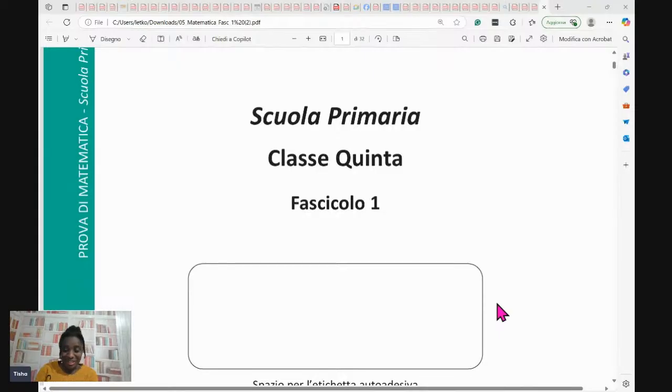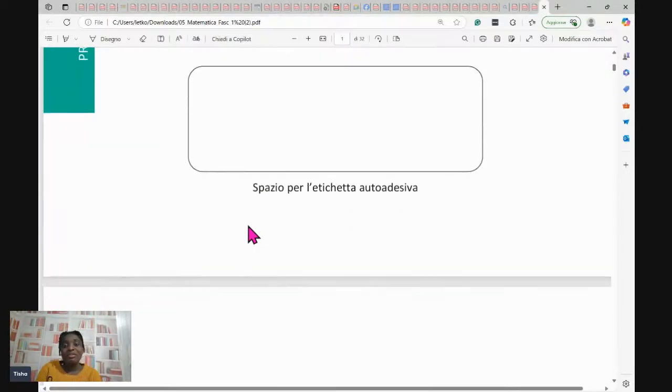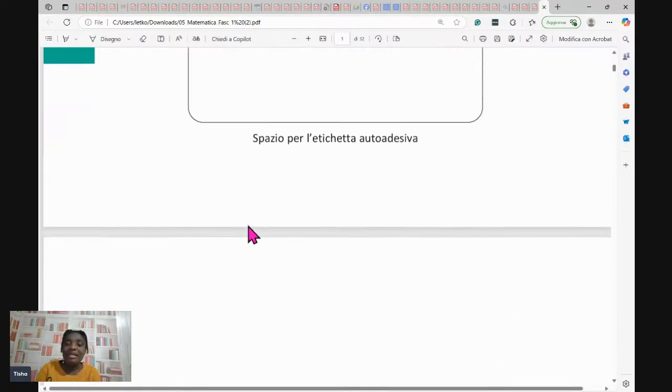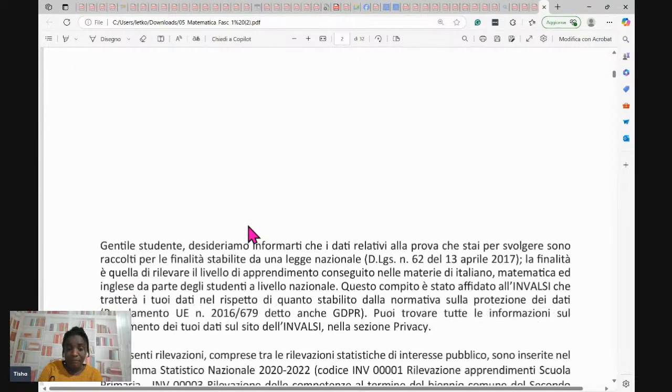My name is Tisha, and today I want to talk about the Invalsi, okay, specifically for grade 5 students. Today I'll just be walking you through the Prova di Matematica. So let's start with the instructions, okay.